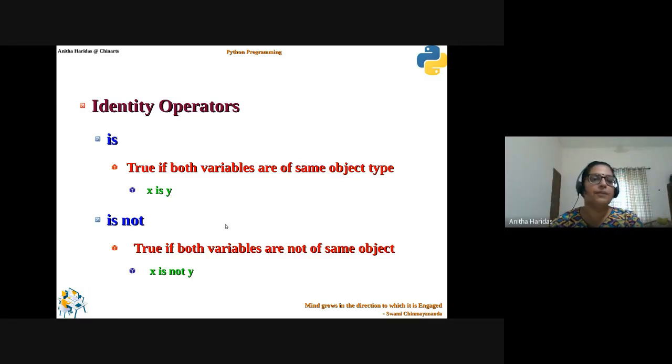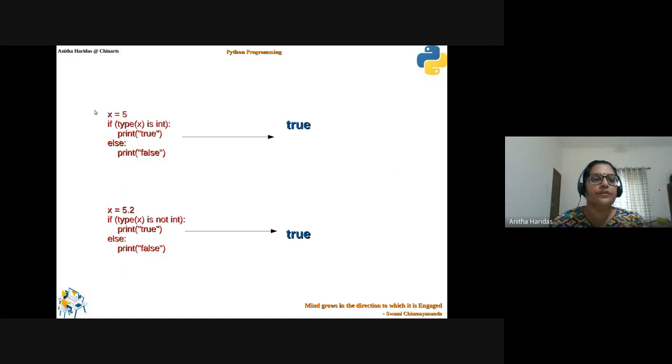Let us see an example, then it will be more clear for you. So this is the example we can have. X is equal to 5, and if type of X is integer, then we print true, else we print false. Observe the indentation and the colon, etc. This is the format we use for our Python program. Okay. Now X has value 5. Just by assigning a value to a variable, the variable type will be defined. We know that because there is no declaration in Python.